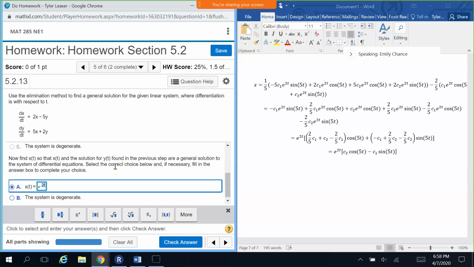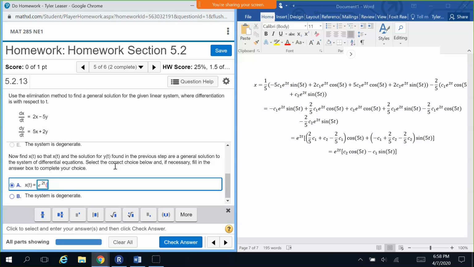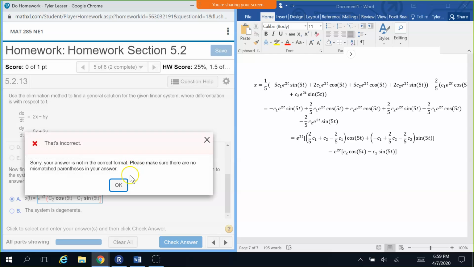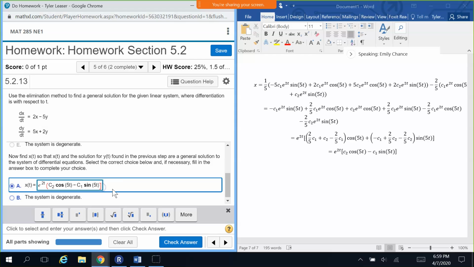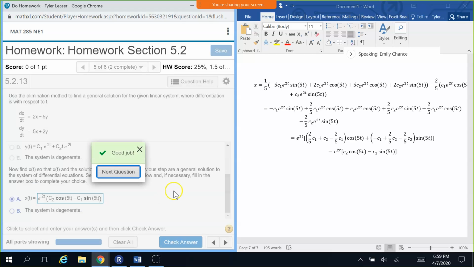So e to the 2t times C2 cosine of 5t minus C1 sine of 5t. You did a bracket instead of a parenthesis. Oh, good catch. Parentheses. Yay. Cool.